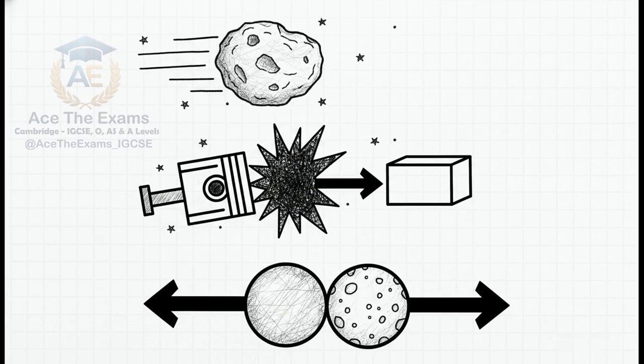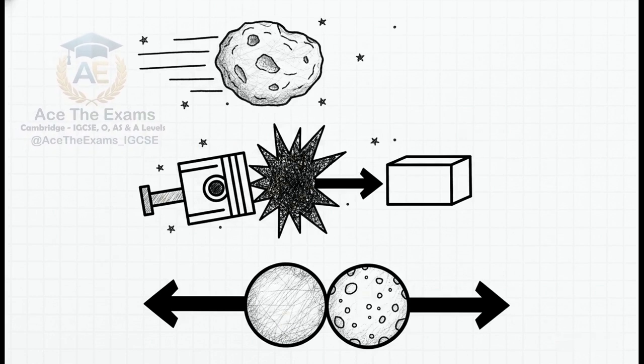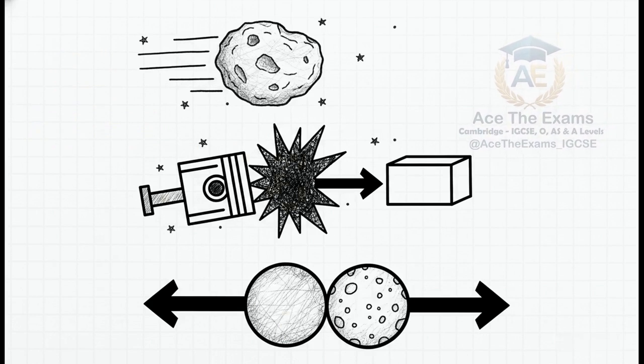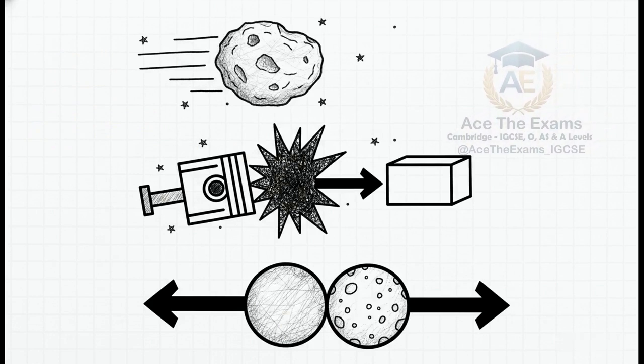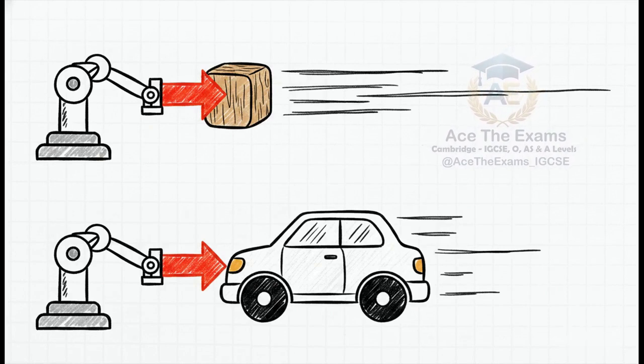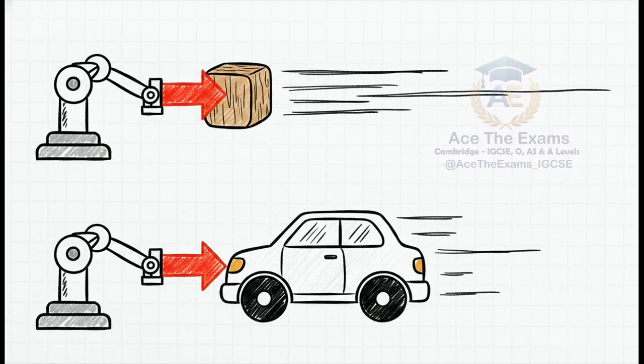When Cambridge asks you to state Newton's first law, you must include the phrase resultant force, or net force. If you just say, unless a force acts, you lose the mark. It's that precise. So, the crucial point here is how we translate that second law into something we use every single day, and more importantly, how we calculate it on the paper.